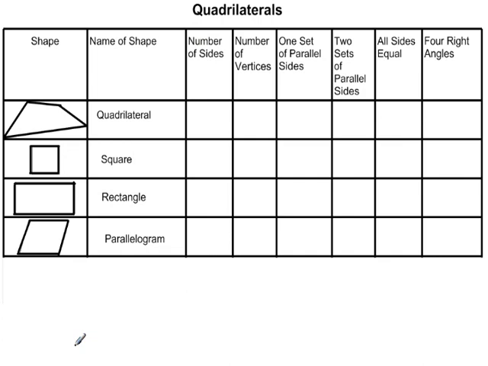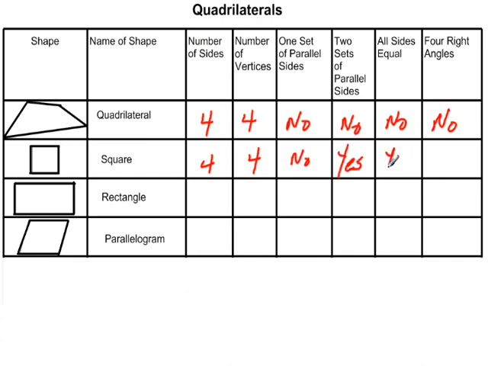Let's look at the first shape. It is a quadrilateral. It has four sides. It has four vertices, or the place where two sides meet. No, it doesn't have one set of parallel lines, and it doesn't have two sets of parallel lines. All sides are not equal, and it does not have four right angles. Now let's take a look at the square. The square has four sides, four vertices, not one set of parallel lines, but two. All sides are equal, and yes, it has four right angles.